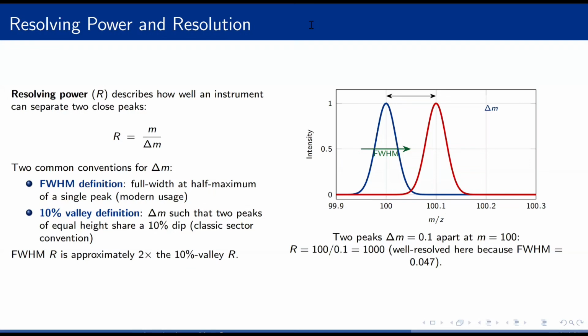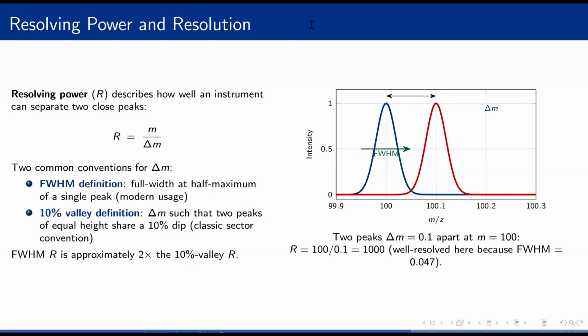That's good enough to separate the two peaks with clear baseline between them. In practice, rough resolving power values by instrument type: quadrupole around 2000, ion trap up to about 10,000, time of flight up to 50,000, Orbitrap up to 500,000, FTICR over 1 million. Each factor of 10 in resolving power typically costs you roughly a factor of 10 in instrument price.